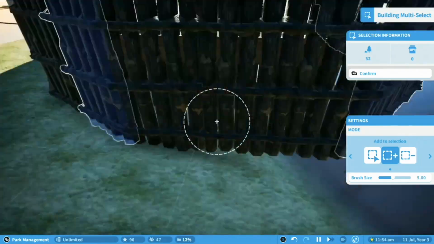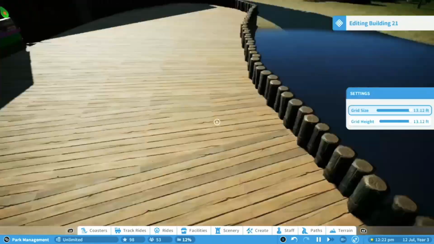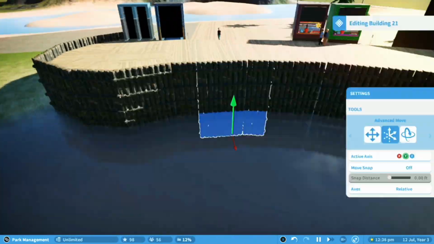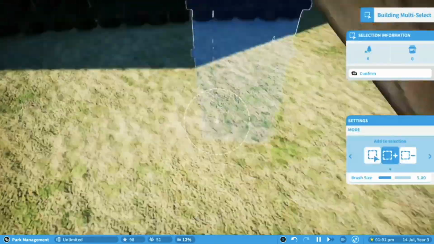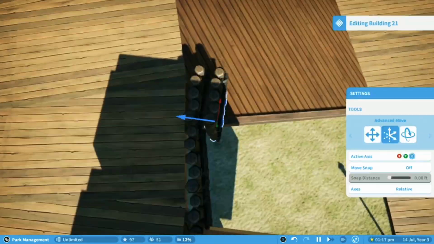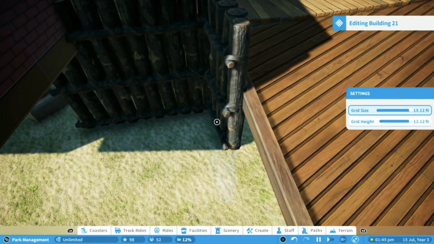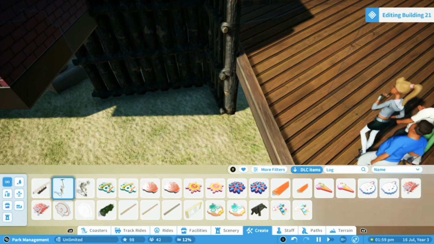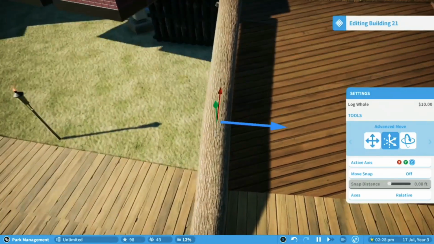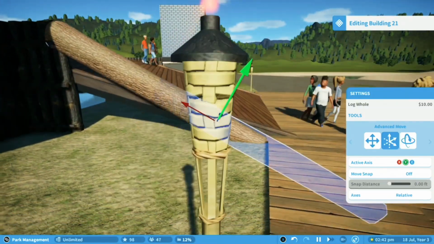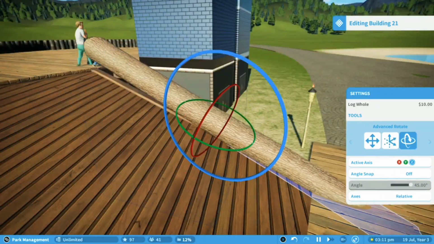Once I'd finished, I had to duplicate it and add another layer below, because at the moment it was still sort of floating. I used logs to create beams at the sides of the path, so that guests wouldn't end up falling off on their journey up to the deck.